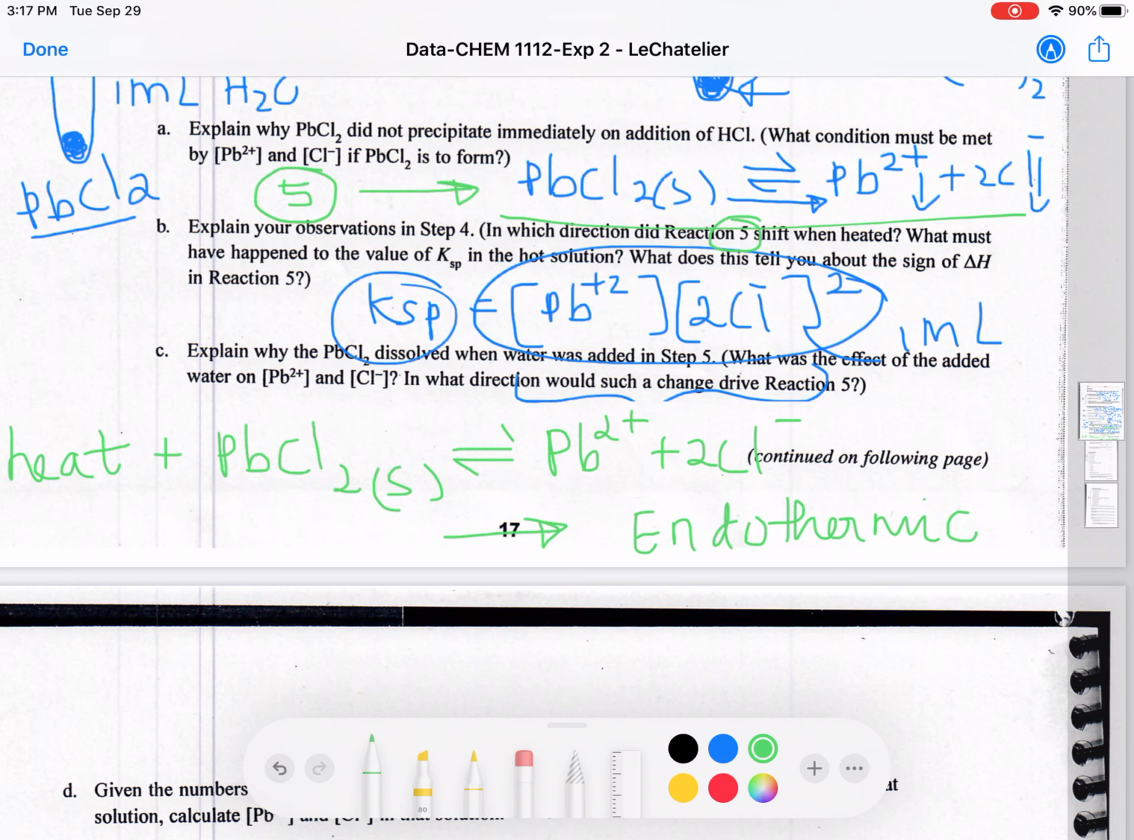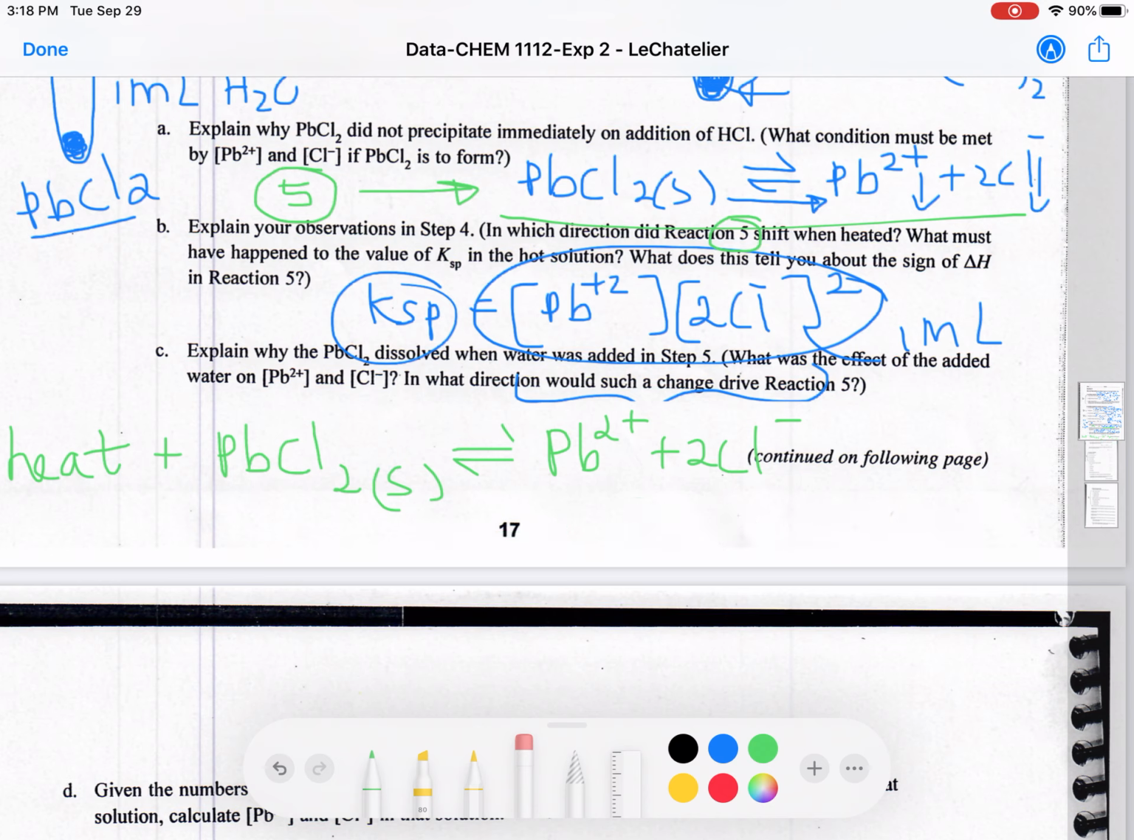And C, explain why the lead chloride dissolved when water was added in step 5. What was the effect of the added water on lead ions and the chloride ions? In which direction would such a change drive the reaction? I talked about that earlier also. What happened when you add water? So we are making the solution more diluted, right? What do you mean by dilution?